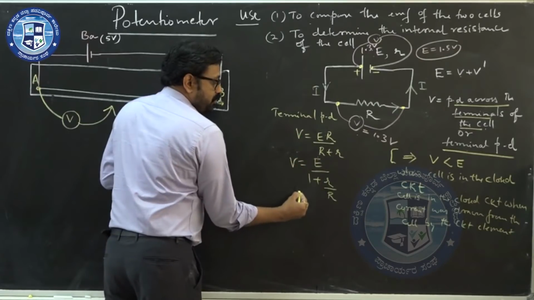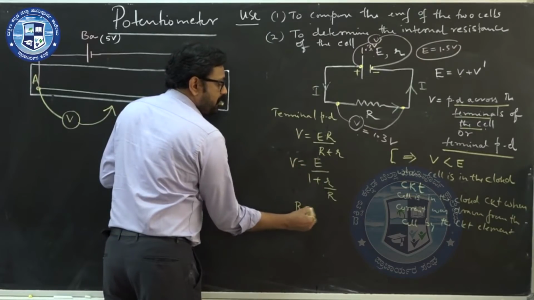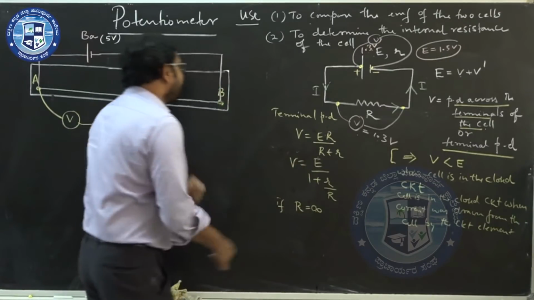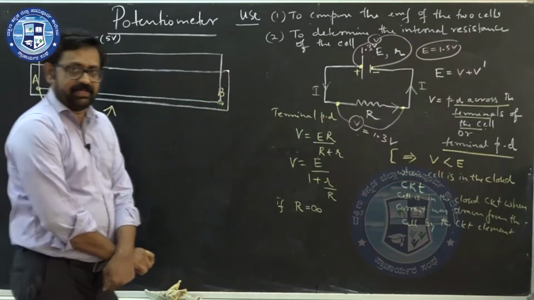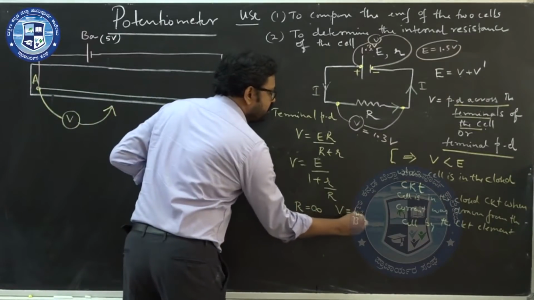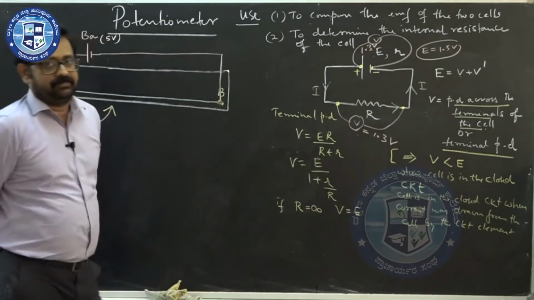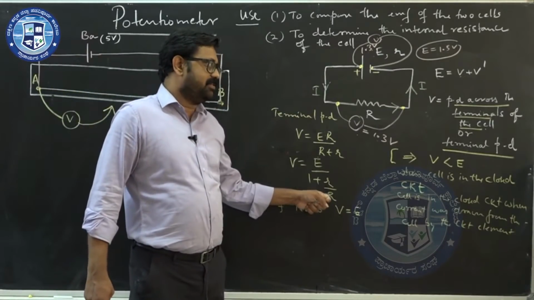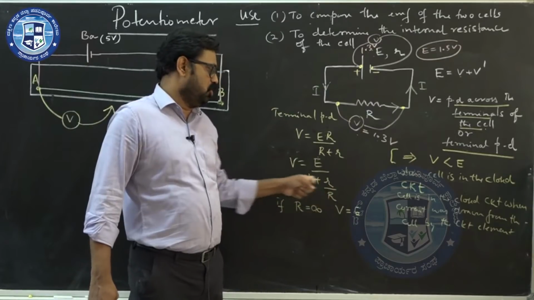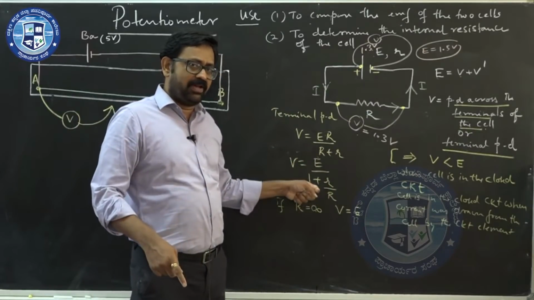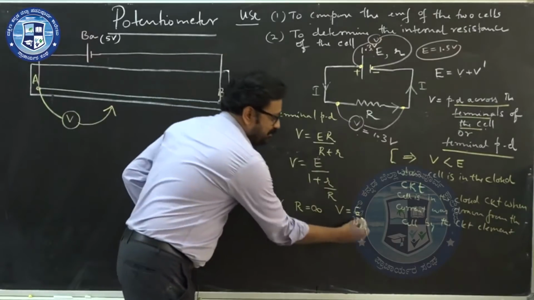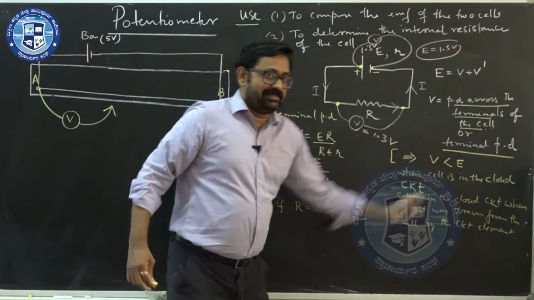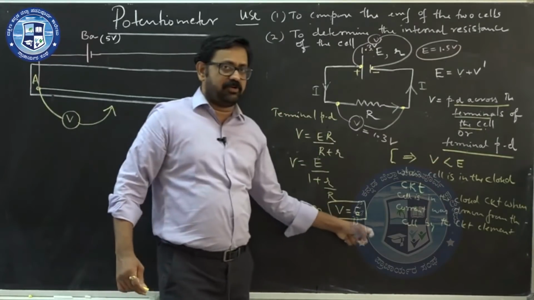There, you have come across a situation, mathematically thinking for the time being, if capital R is equal to infinity, don't you think that V is equal to E? Capital R is equal to infinity means R is infinite. Something by infinity will be 0. 0 plus 1 will be 1. E by 1 will be E. See? Here I said V is less than E. Here what we are proving is V is equal to E.